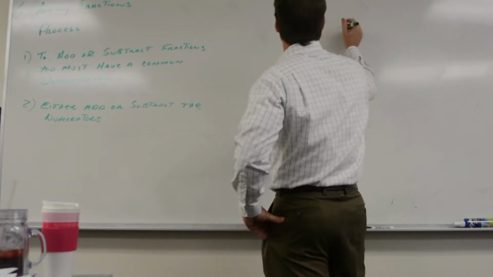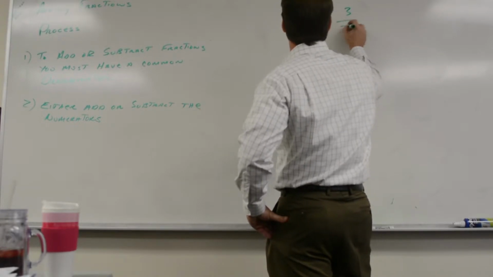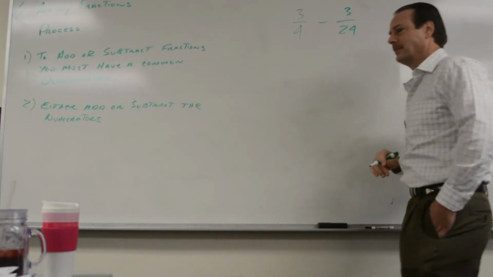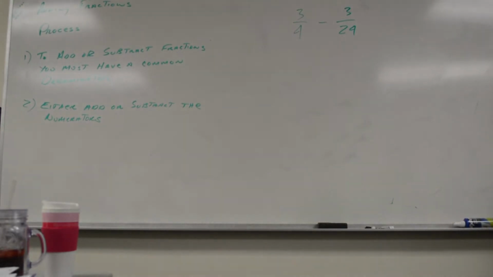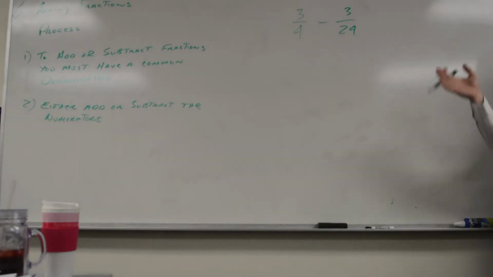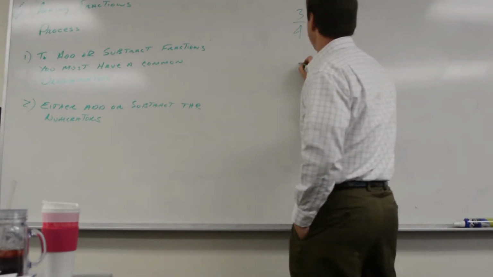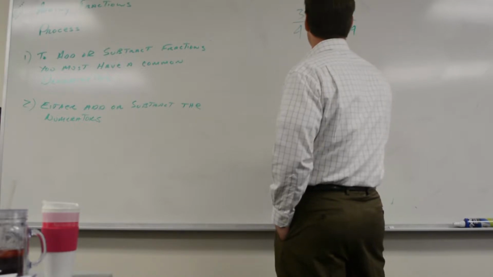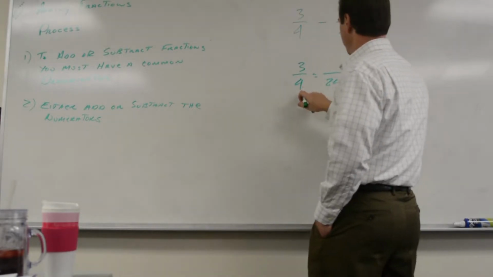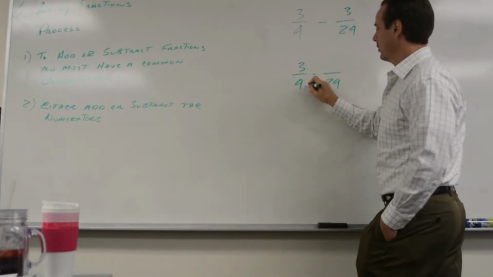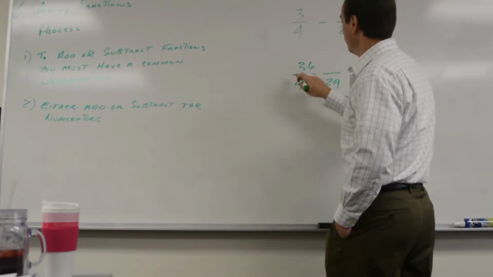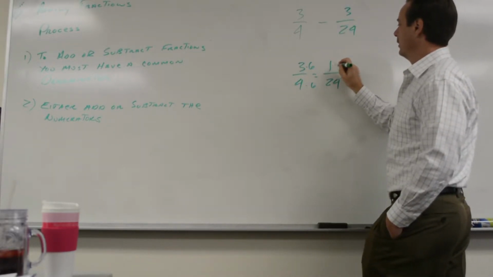3/4 minus 3/24. Do we have a common denominator? No. What is our common denominator? 24. Because we changed fourths to 24. How many times does 4 go into 24? 6. So let's multiply the numerator by 6. 3 times 6 is 18.